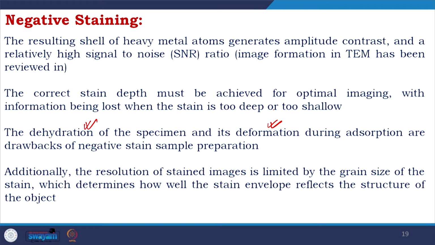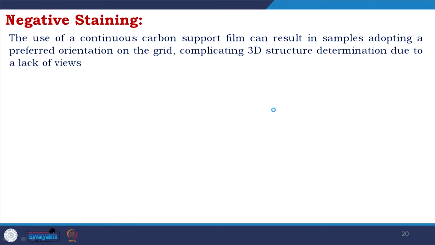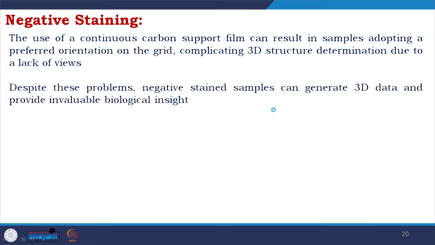Additionally, the resolution of the stained image is limited by the grain size of the stain, which determines how well the stain envelope reflects the structure of the object. The use of a continuous carbon support film can result in samples adopting a preferred orientation on the grid, complicating 3D structure determination due to a lack of views. Despite these problems, negative stain samples can generate 3D data and provide invaluable biological insight.